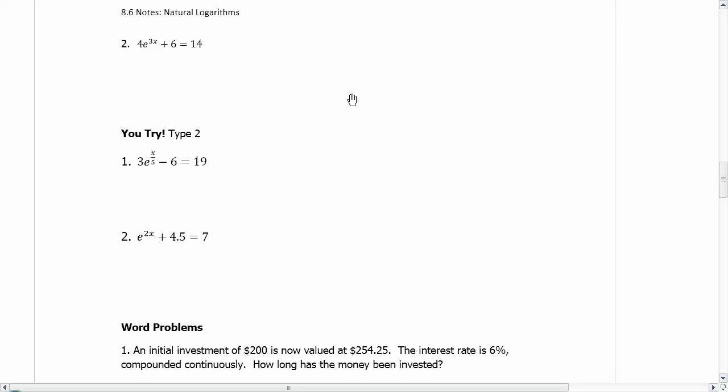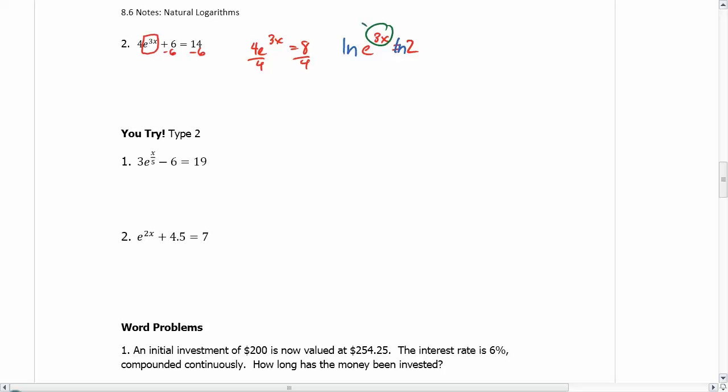The next page, same idea. Okay, so subtract 6 from both sides first. We're trying to get this e to the 3x by itself, even getting rid of that 4 that's in front. So that first step is going to give us 4e to the 3x equals 8. Divide both sides by 4. We get e to the 3x equals 2. Okay, and at this point, the natural log of both sides.